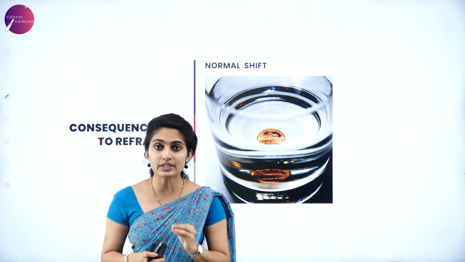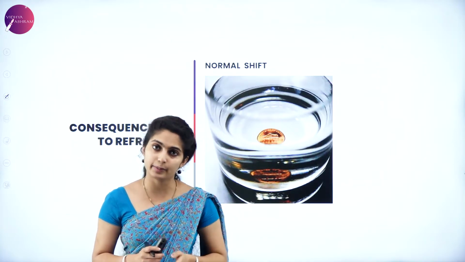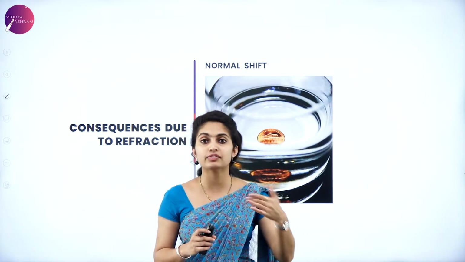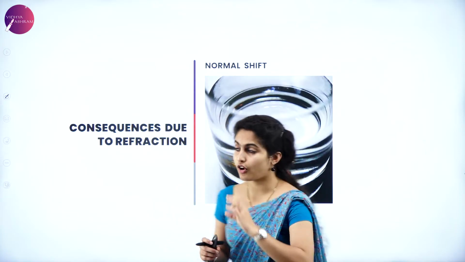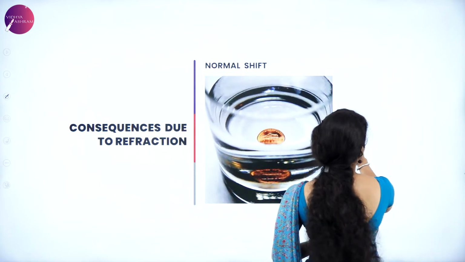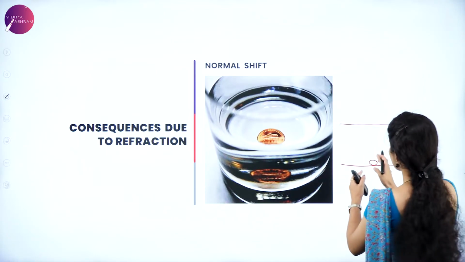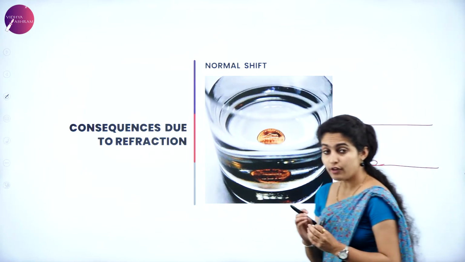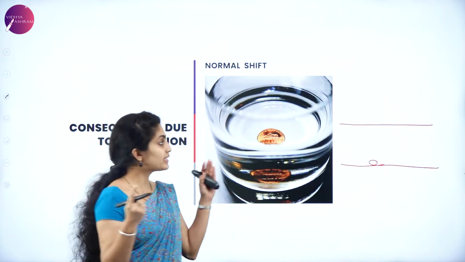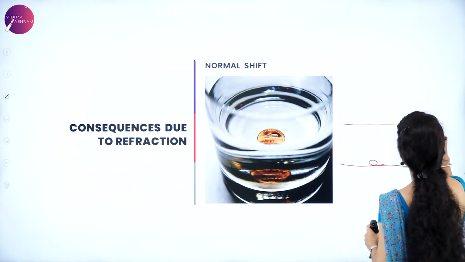But actually, the coin placed inside the water is at a certain depth. The actual depth is something else, and the depth you observe is something else. That is your normal shift. How do you show it? There is a denser medium. Actually, there is a coin placed over here. Consider this as an object. Now your incident ray travels from the denser medium to a rarer medium, that is from water upwards.